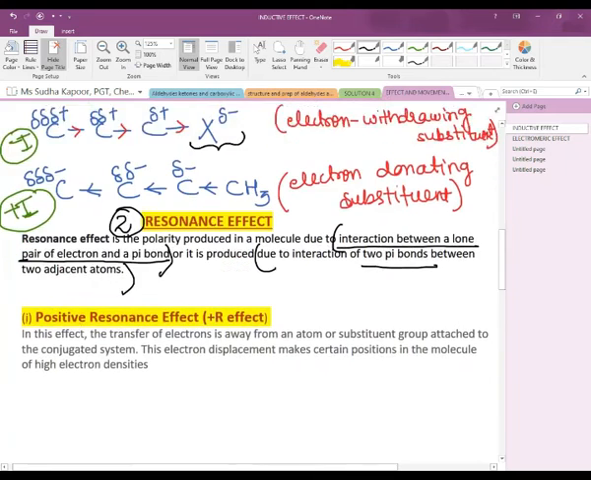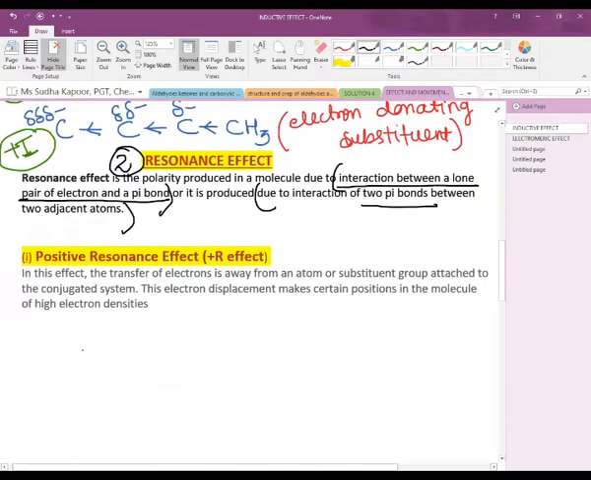So let us see the types of resonance. The first type of resonance is the plus R effect. In this effect, the transfer of electrons is away from the atom or the substituent group attached to the conjugated system. This electronic displacement makes certain positions in the molecule high in electron density. Let us take the example of aniline. Aniline is a benzene ring with NH2, having a lone pair on N.